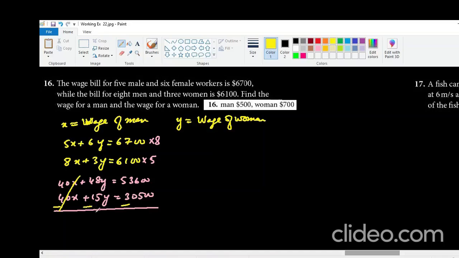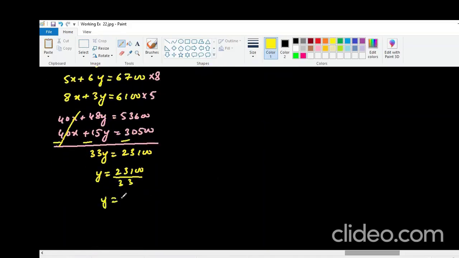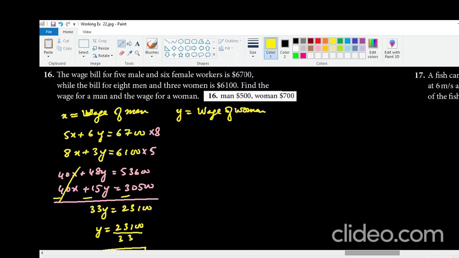33y equals 23100. When 23100 is divided by 33, it gives us 700. So the salary or the wage of a woman is 700. Now I will use the first equation, 5x plus 6y equals 6700, with the value of y being 700.